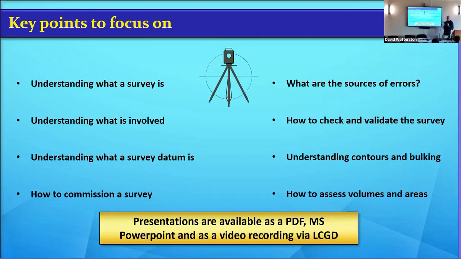Because I imagine a few of you are going to be doing surveys on your own, what you need to know is how to go about that, how to go about resolving or overcoming any errors. And then you need to work out the sheet size, and once you start your design, you need to understand about volumes, areas, bulking, and the whole lot. And I'll try and get through that with enough detail.